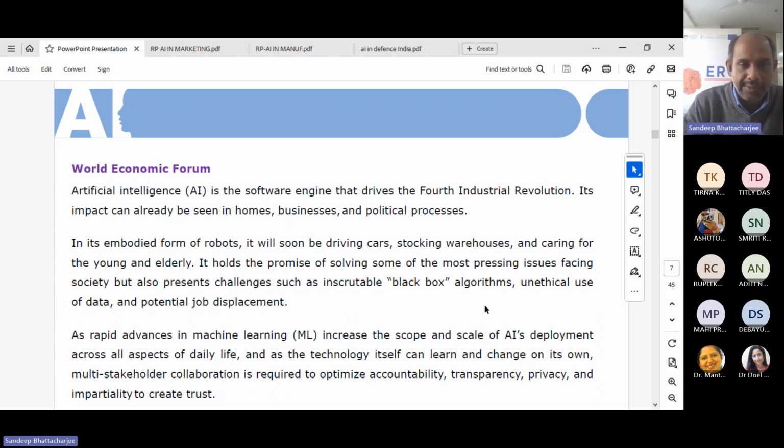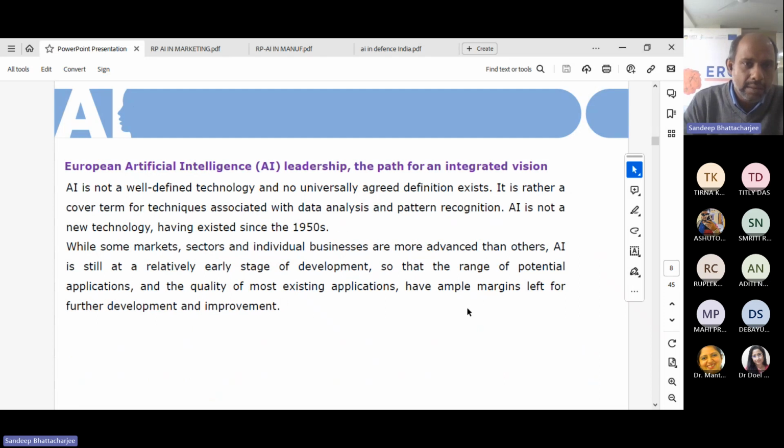So maintaining trust is another important issue in terms of application of AI. Then again, European artificial intelligence, they have their community, and they are also thinking about the integrated vision part. So according to them, AI is not a well-defined technology, and there is no universally agreed definition, as I already mentioned. So again, it covers a lot of things in terms of how data is analyzed.